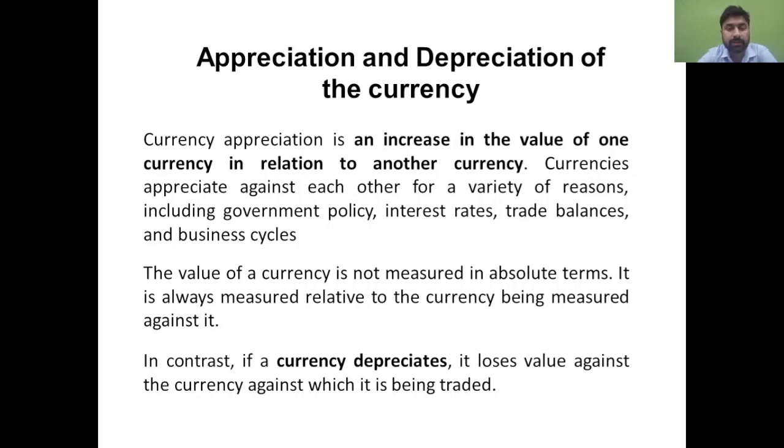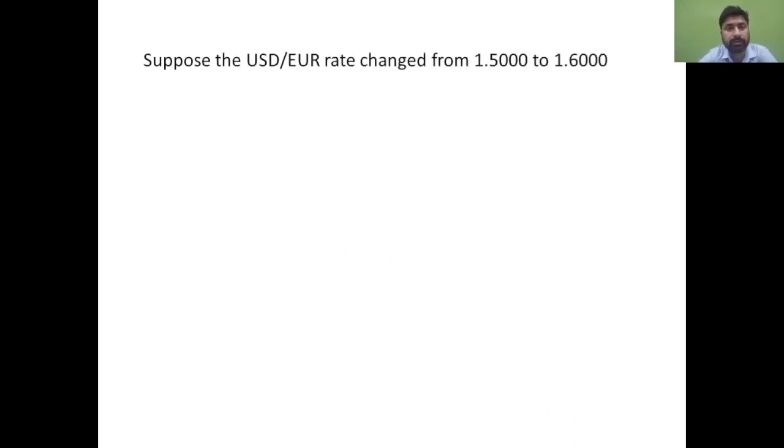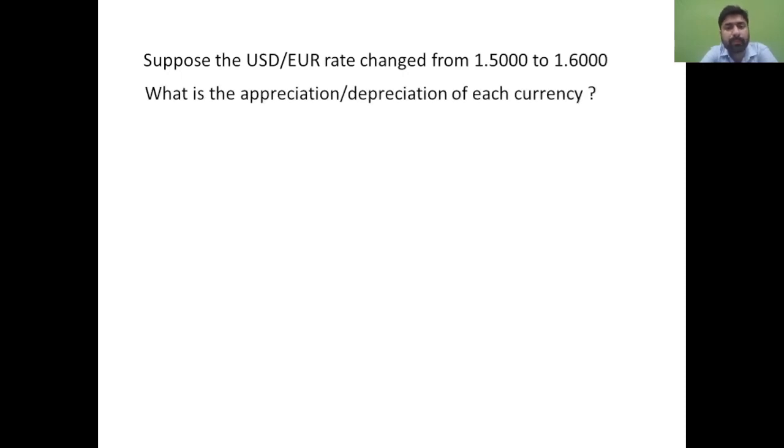Now moving ahead, we need to understand the concepts, and for that we will take an example. The two currencies I have selected here are USD and Euro, and the rate changed from 1.5000 to 1.6000. What is the appreciation and depreciation of each currency?